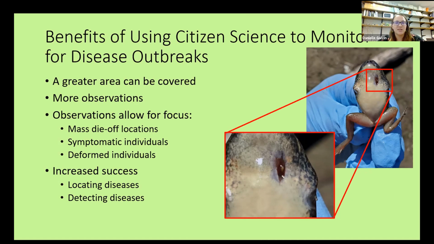I can then analyze a lot of these observations for different ideas, and I will specifically be looking for reports of mass die-off events. I will be looking for photos of symptomatic individuals, which may include that red coloration as you saw in the tadpole. And I will even be looking for photos of deformed individuals. Here is actually a photo of a tadpole that I found this last summer where it was beginning to grow a hand out of its chest.